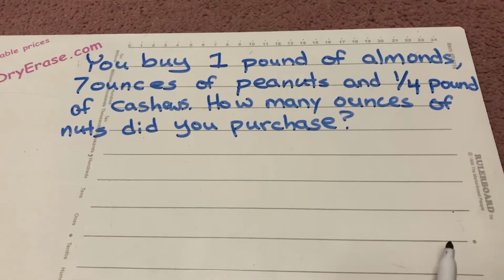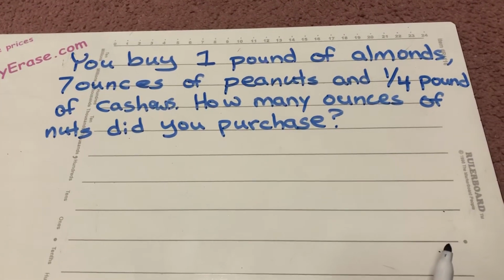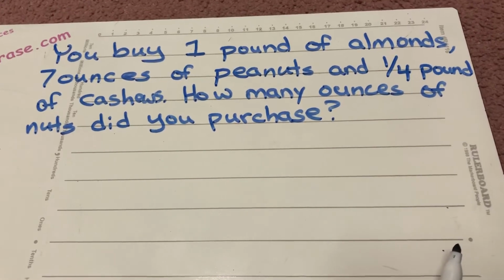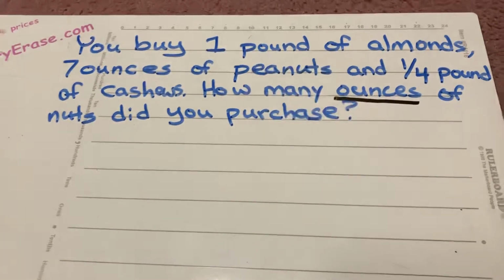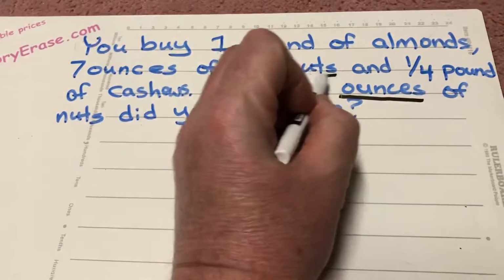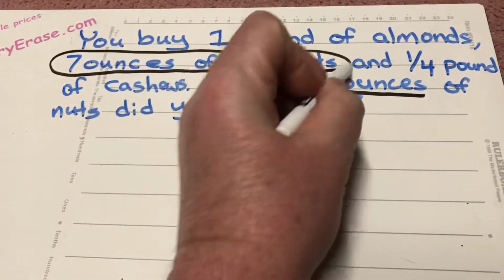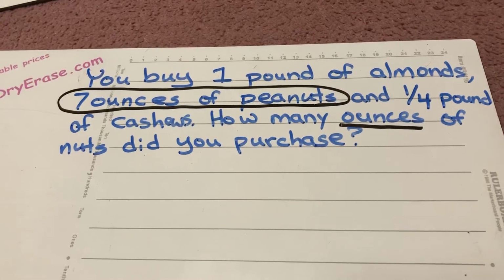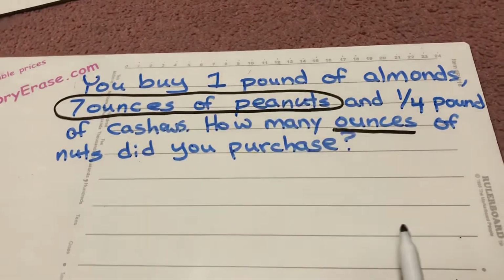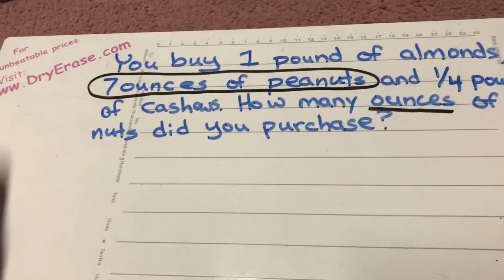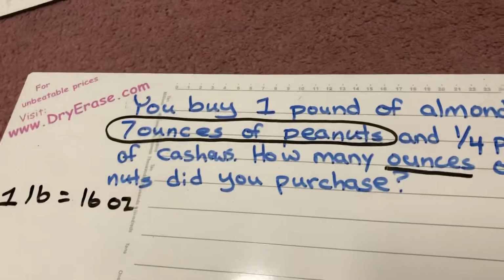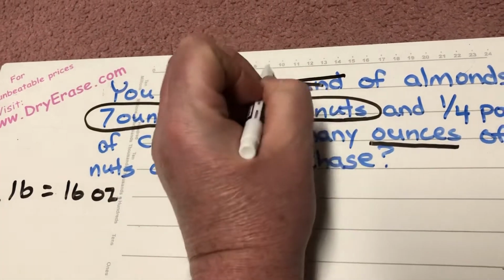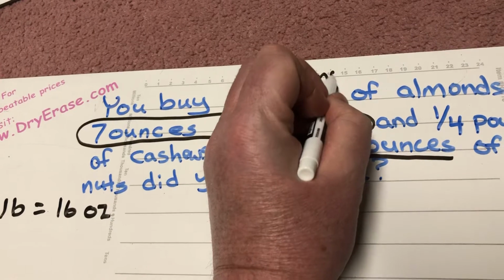You buy 1 pound of almonds, 7 ounces of peanuts, and 1/4 pound of cashews. How many ounces of nuts did you purchase? So the key is everything needs to get turned to ounces. Now you already know that you have 7 ounces of peanuts, so you don't need to do anything with that. That's already ounces. 1 pound of almonds: we should remember from our conversions that 1 pound equals 16 ounces. So this 1 pound, we should know that this is 16 ounces.